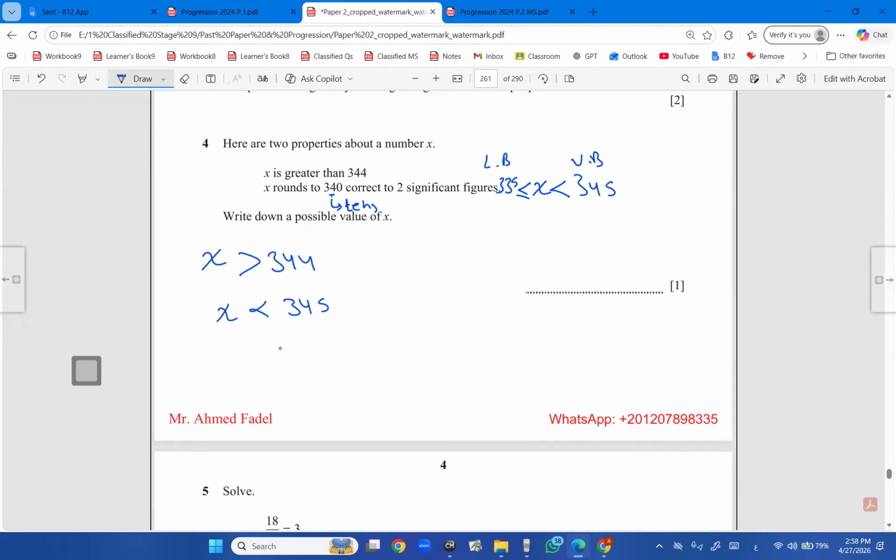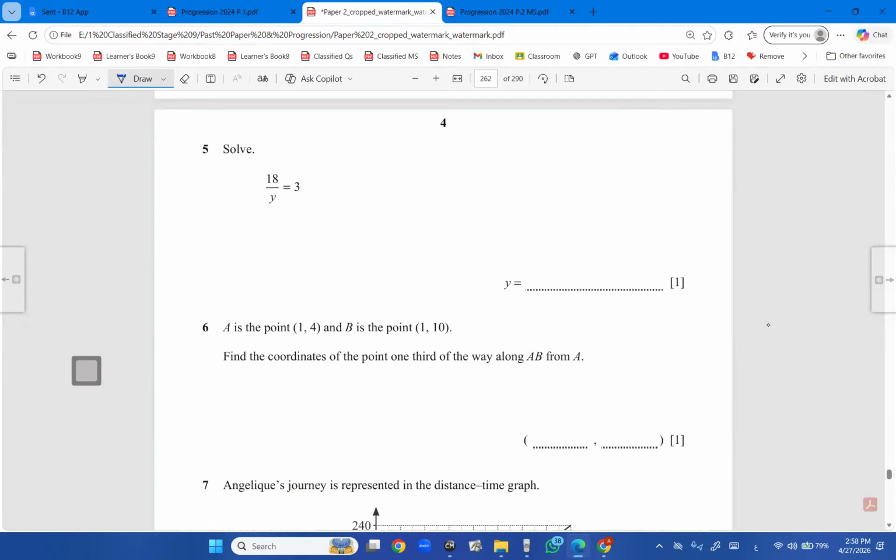So what is x? If it is greater than 344 and it's less than 345, I found this through the two limits, the lower and the upper bounds. So it is something in between: 344 point, whatever you want to put after the point is going to be correct. You want to put 1, you want to put 2, you want to put 3, until 9 is accepted.